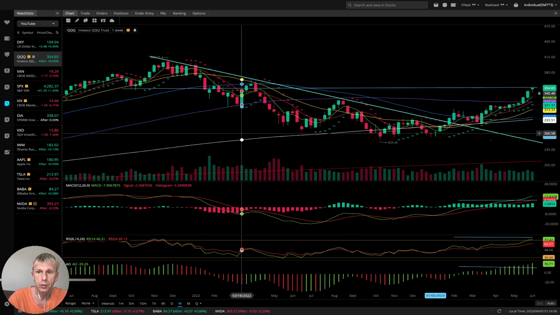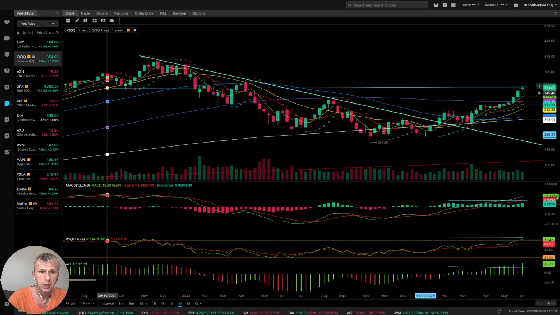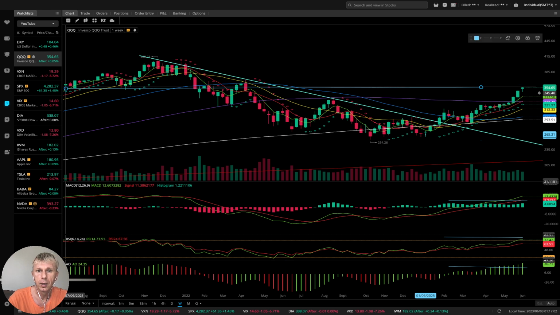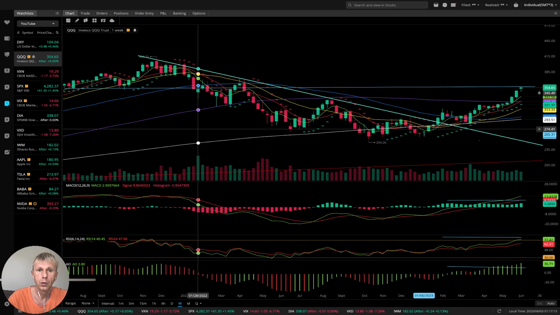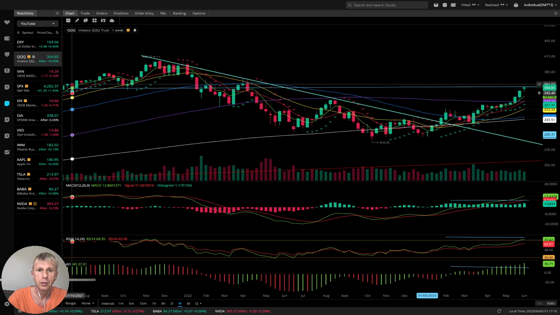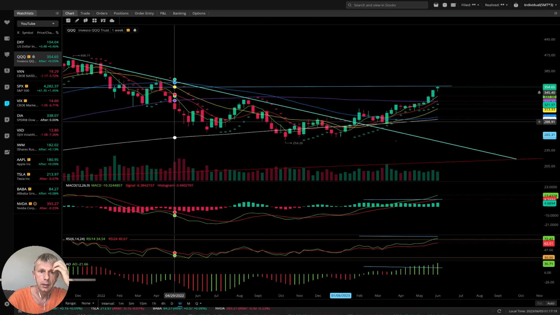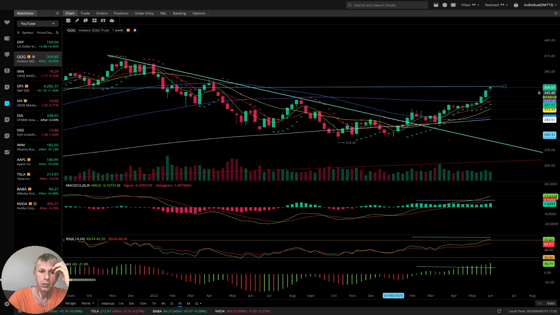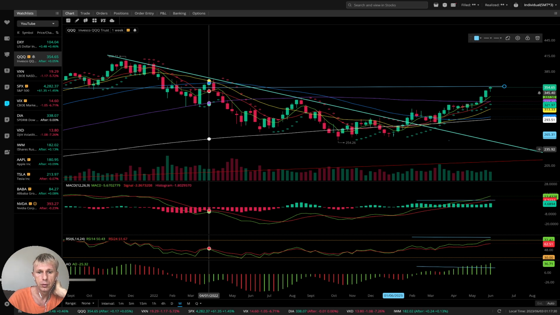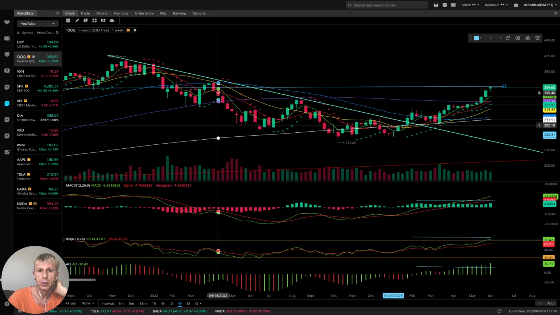Okay, weekly time frame QQQ, right? You see it started at this level. It tested a level with a lot of resistance for QQQ. It is a level around April 2022, right? Around April 2022, it tested that level.